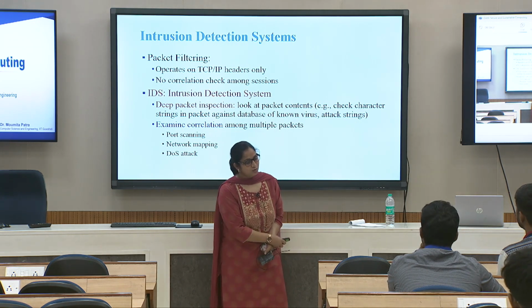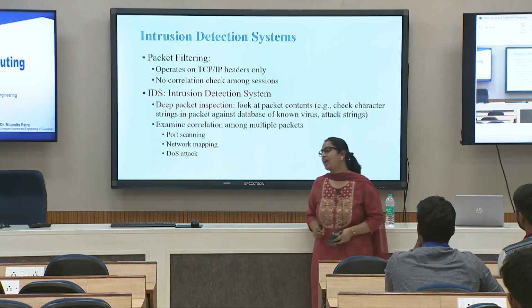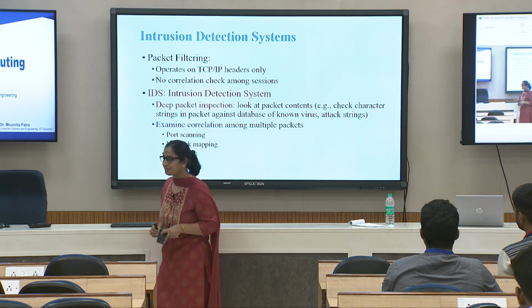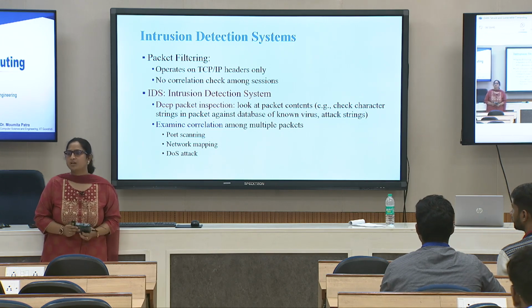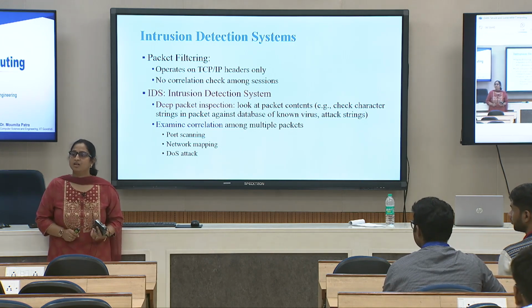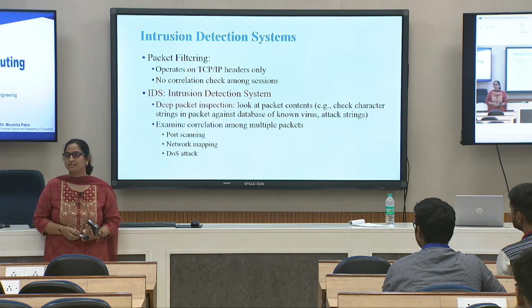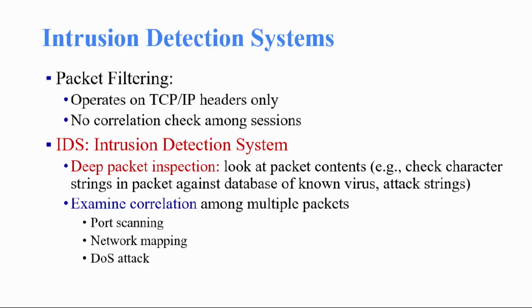Okay, so let's think about it. An intrusion detection system actually looks deep into the packet, looking at the packet contents. You might ask me the question that an application gateway also looks at application data. So then what is the difference between an intrusion detection system and an application gateway? That's also a kind of firewall, right? So the question again comes: what is the difference between IDS and firewall?